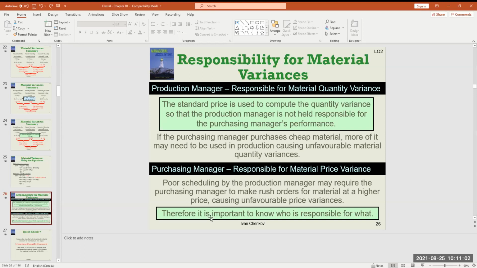Now, the question comes, what if the production manager is using more materials because of the lower quality of the material? Imagine this, the purchase manager is responsible for the purchase price, correct? He's the one who's dealing with the suppliers. He's the one purchasing materials. He's the one who's doing all the stuff related to the purchasing. Now, he found cheaper material, but the cheap material comes with the lower quality.